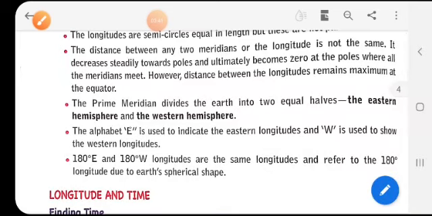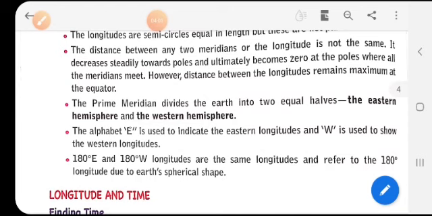The alphabet E is used to indicate the eastern longitudes and W is used to show the western longitudes. So as I had written, the eastern hemisphere will be denoted with the letter E, and the western longitudes or hemisphere will be denoted by W.